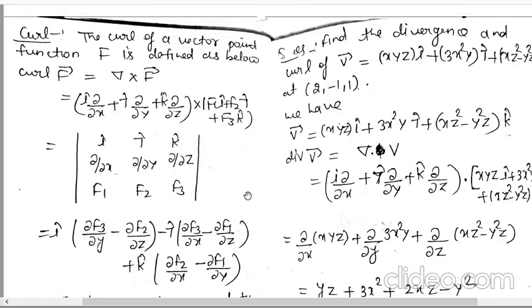Now there is an example here. Find the divergence and curl of v vector at (2, -1, 1).